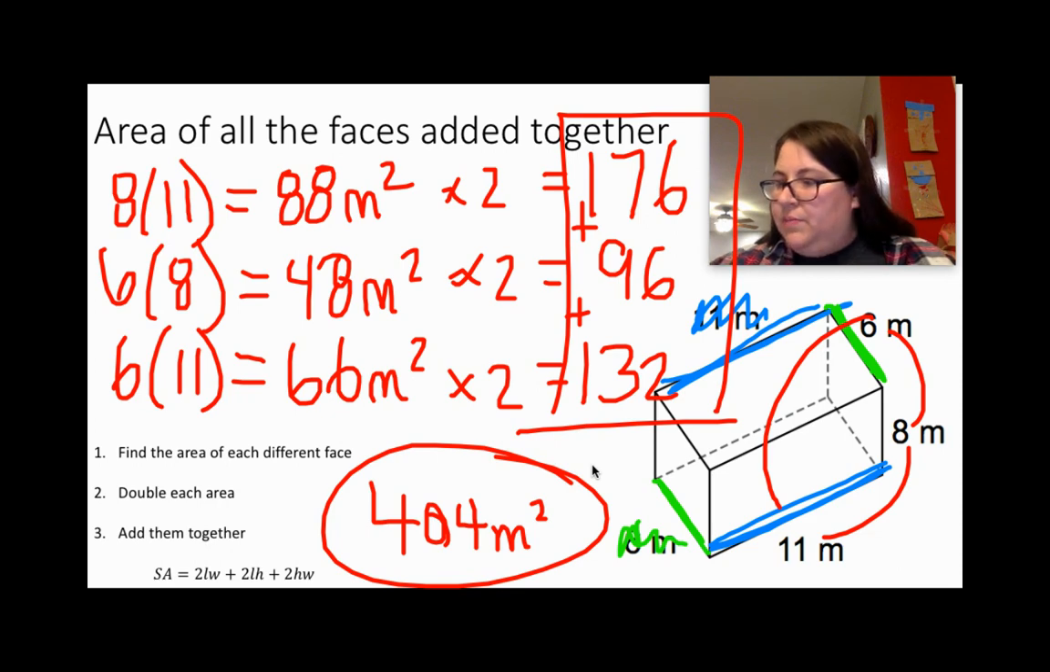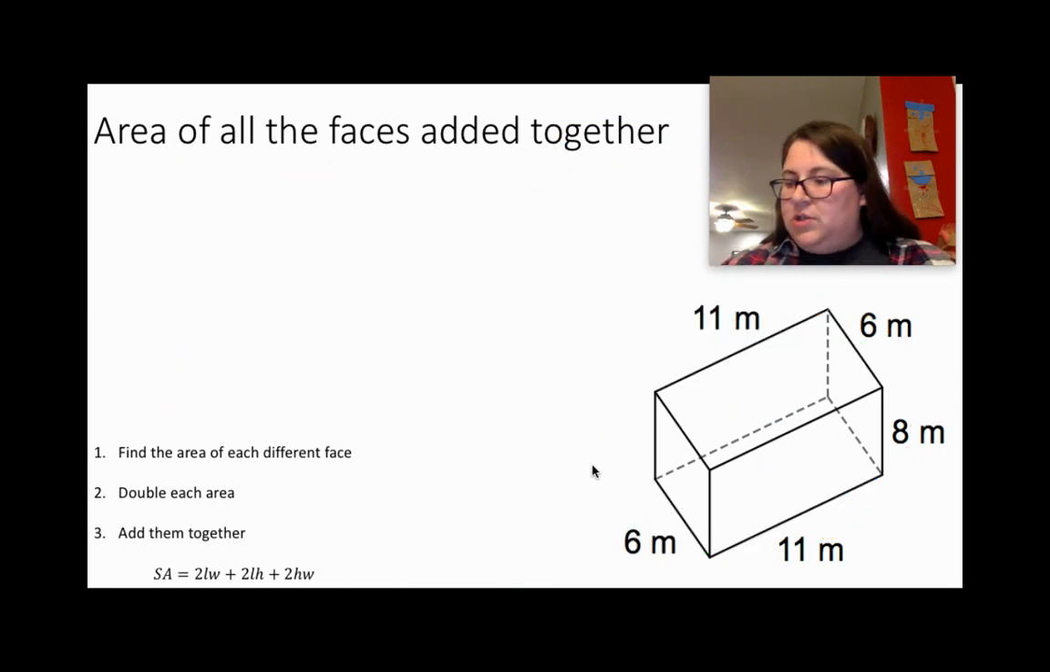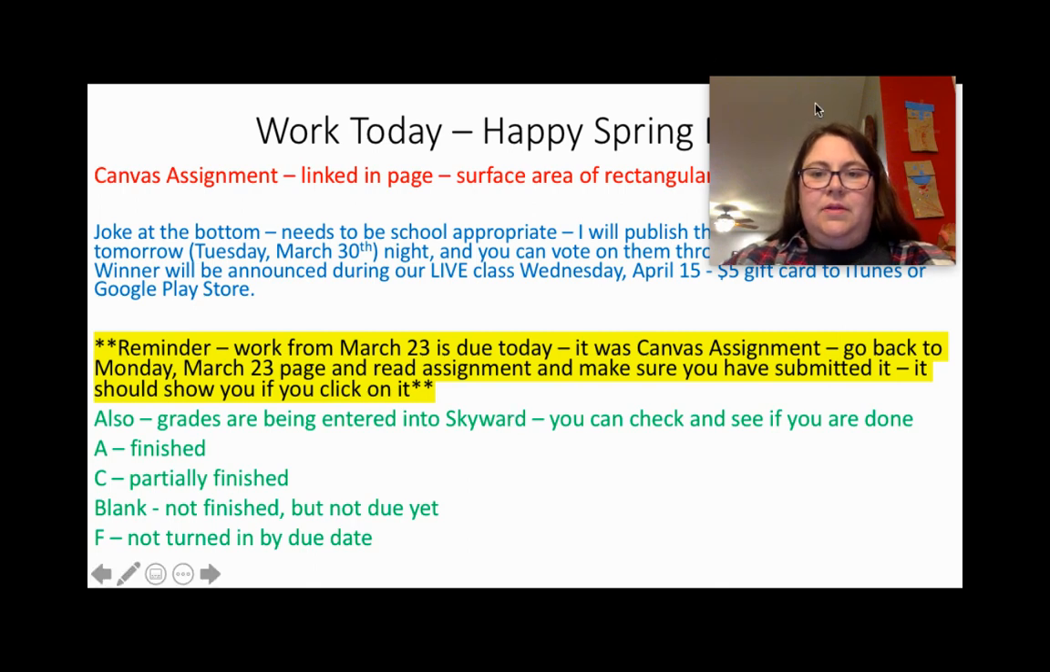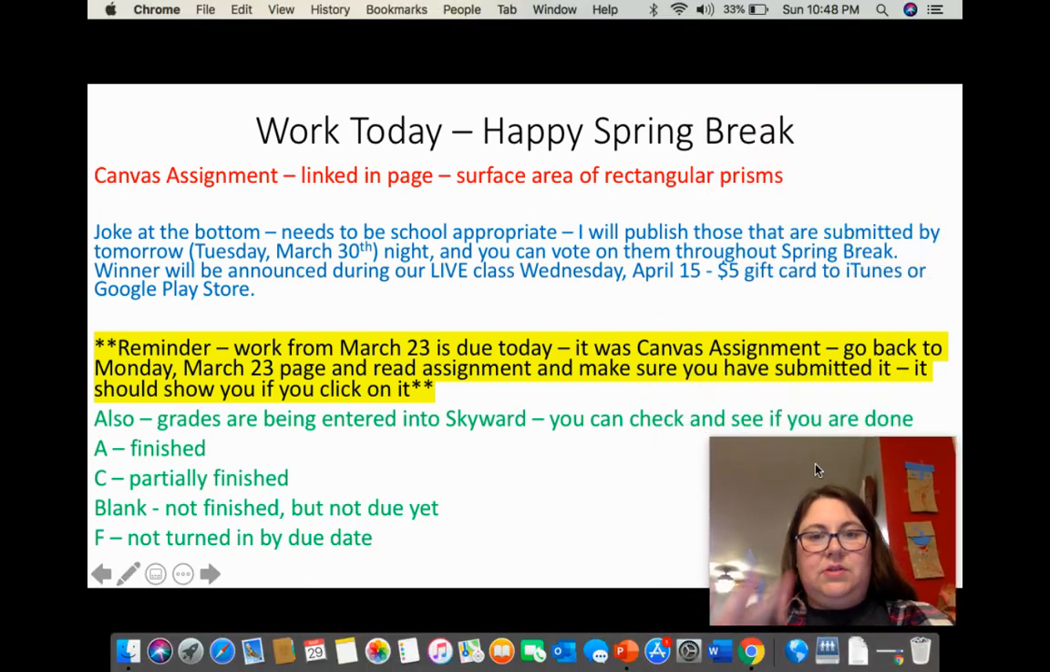So that's really all you have to do today. You're going to see questions on your work today that start off by asking you the areas of the individual faces and then the final answer. Those are the first 2 questions, and then the last 2 questions just ask you what's the surface area, what's the final answer, when you add all the sides together. It's linked on your Canvas page, so please make sure you're getting that done.